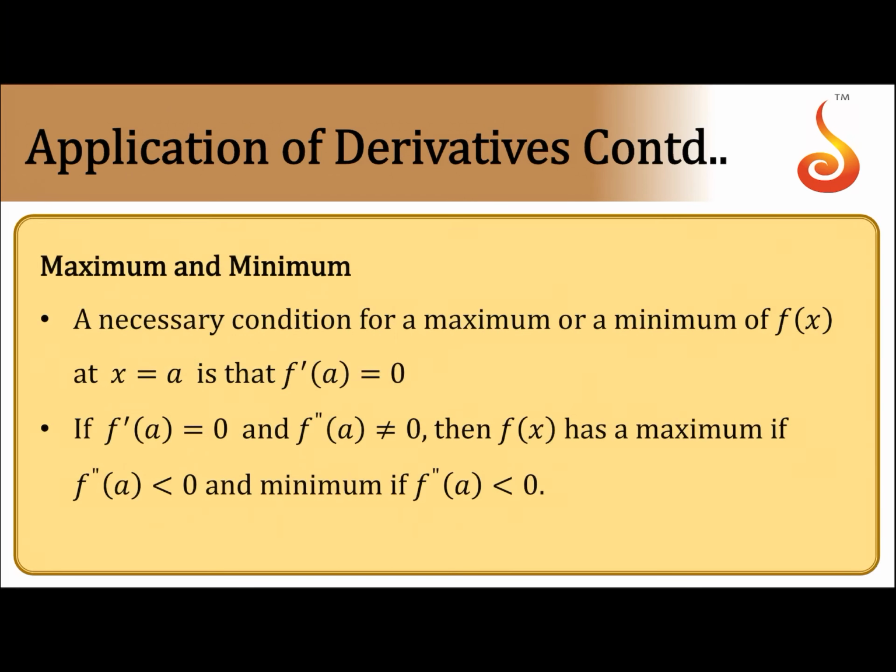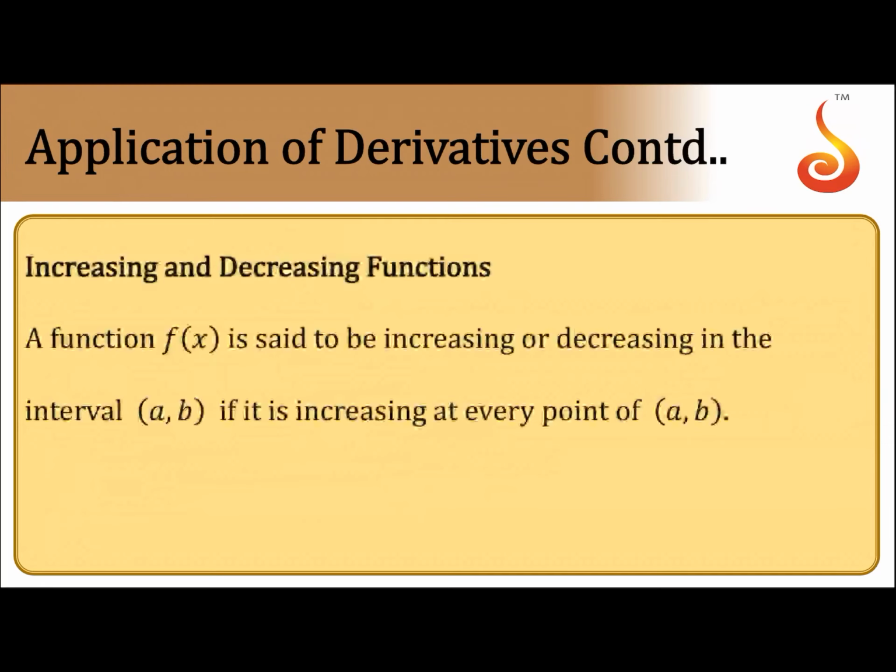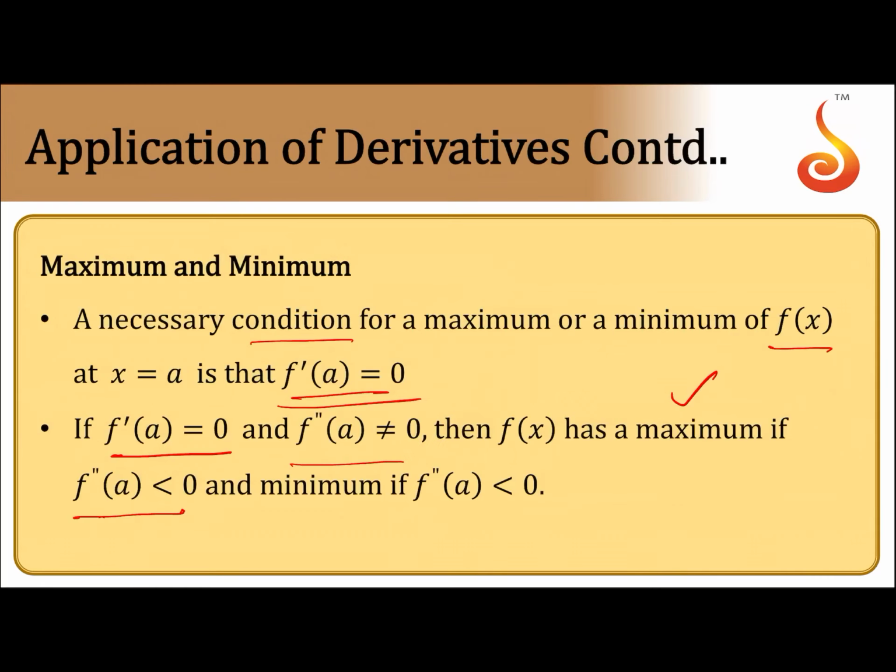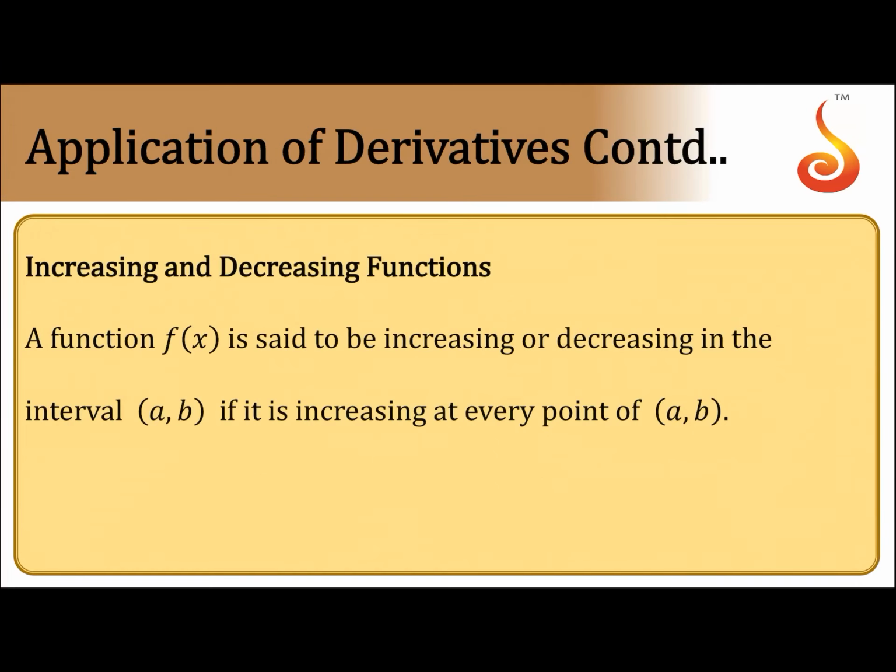Coming to the next one, maximum and minimum value of a function. The necessary condition for the function to attain a maximum or minimum value is that f dash of x must be 0. If f dash is equal to 0 and the second order derivative is not 0 and is negative, the function is said to attain the maximum at x equals a. If the second order derivative is positive, the function is said to attain the minimum at the point x equals a.